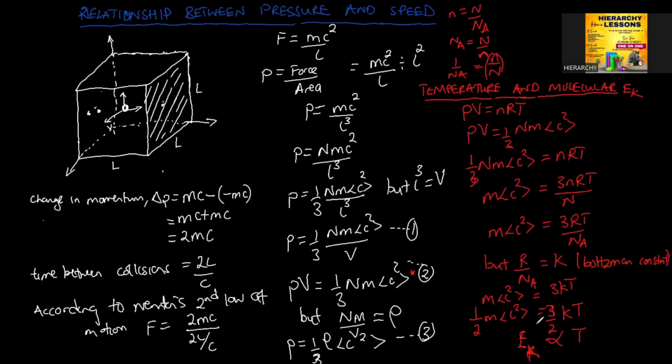The Boltzmann constant is in the booklet. It's 1.38 times 10 to the power negative 23. You'll be provided with the Boltzmann constant. So that's how you deduce the formula for the relationship between pressure and speed, and then kinetic energy and thermodynamic temperature.